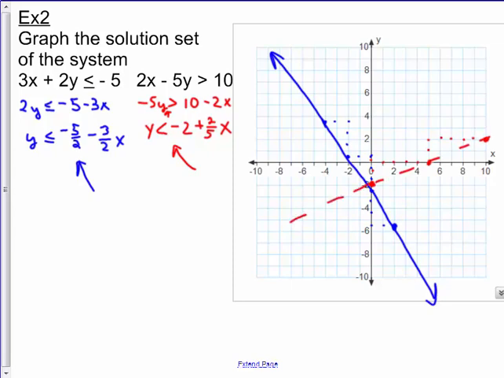I'm going to do my practice graph now. So I'm just going to sketch each of these, shade them and see where they overlap, where they intersect. The answer is, again, just where they overlap.